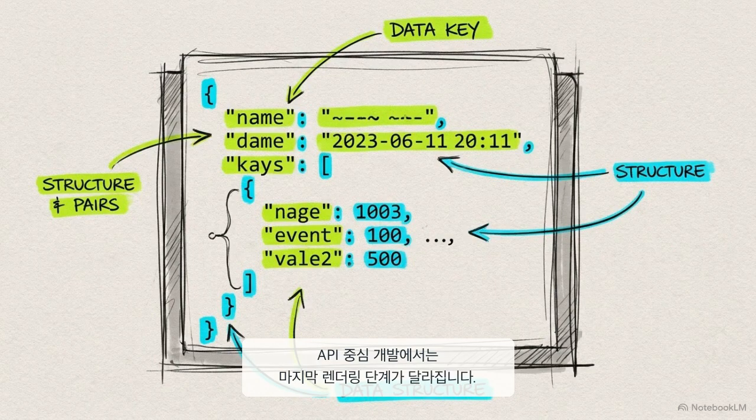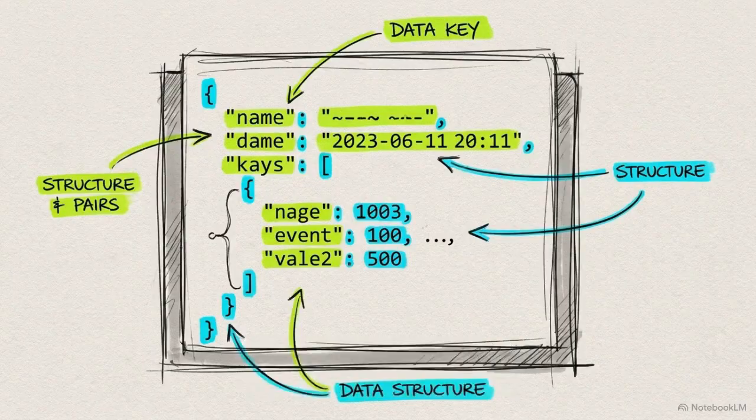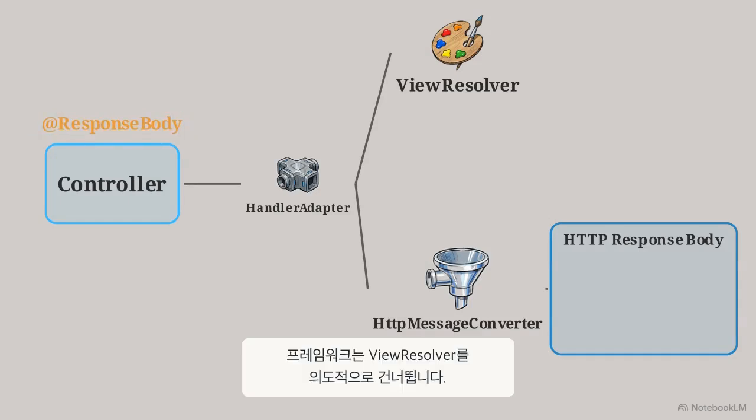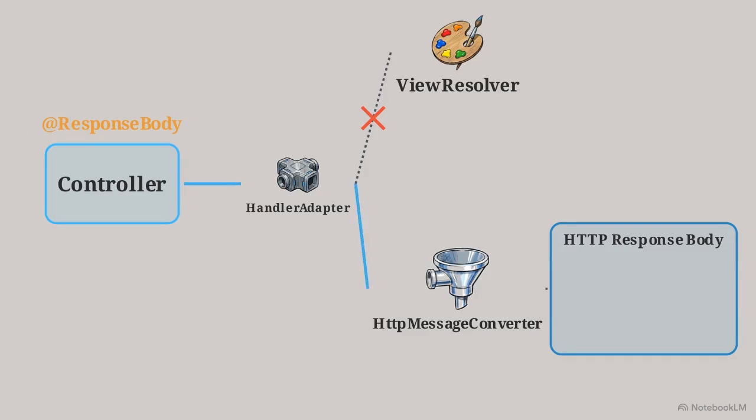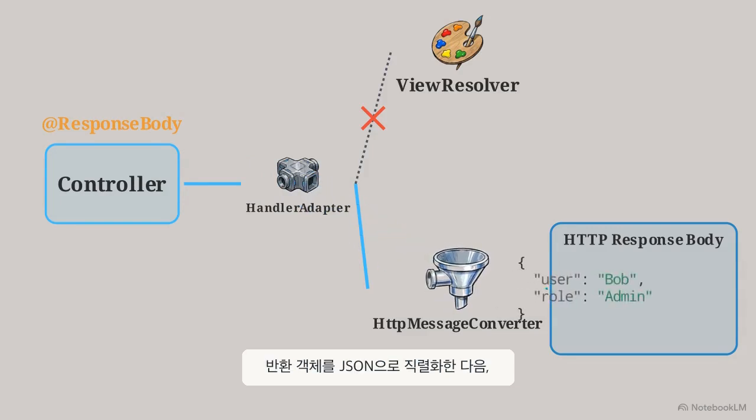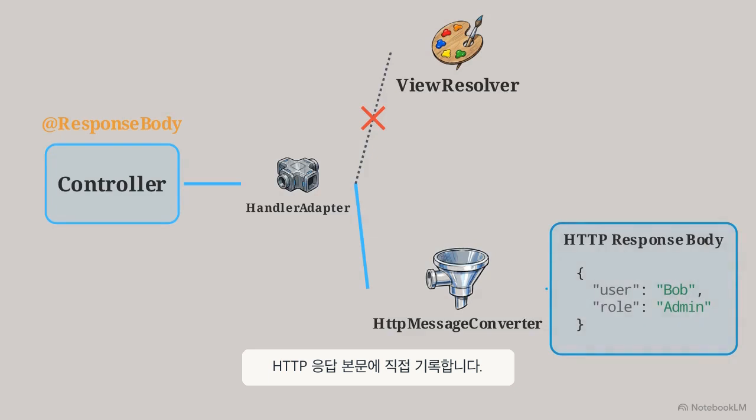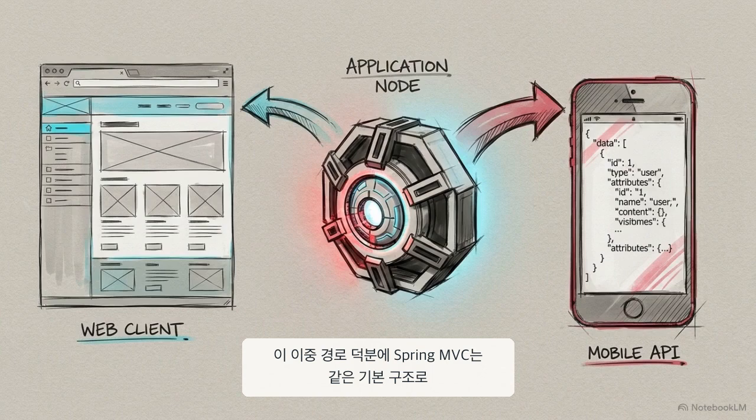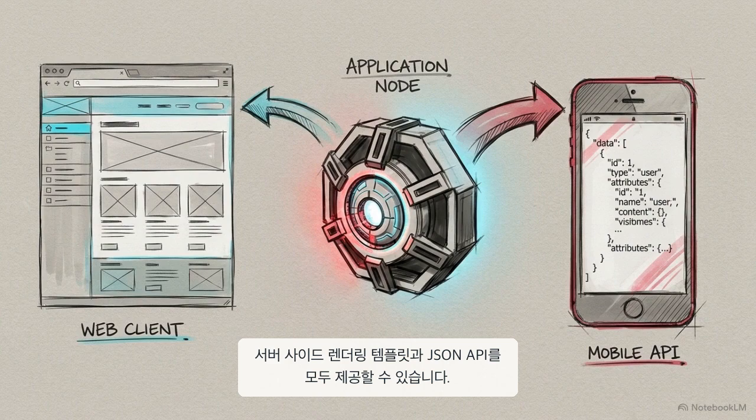API-driven development changes this final rendering step. If a controller method is annotated with @ResponseBody, the framework intentionally bypasses the view resolver. Instead of rendering a template, the handler adapter uses HTTP message converters to serialize the return object directly into JSON, writing it to the HTTP response body. This dual-path strategy allowed Spring MVC to serve server-side rendered templates and JSON APIs using the same underlying architecture.